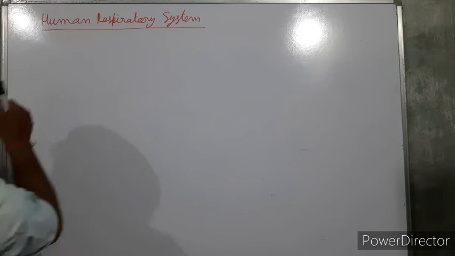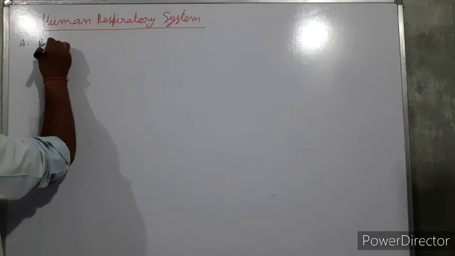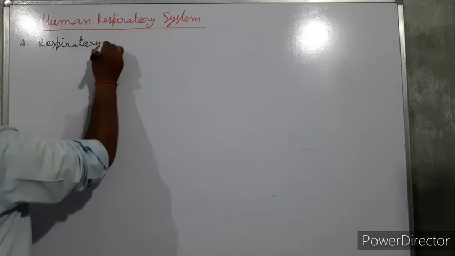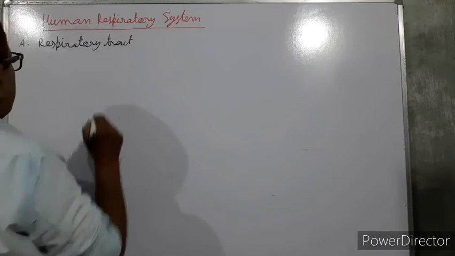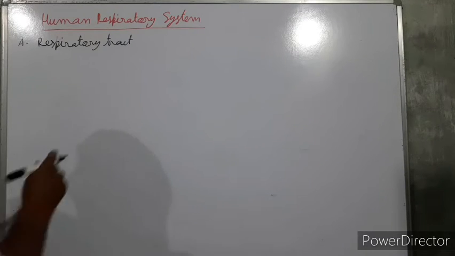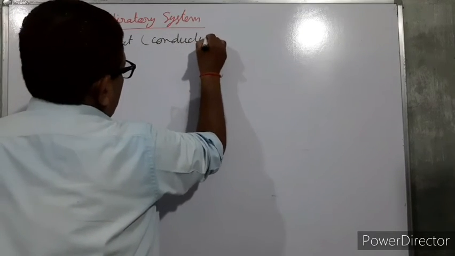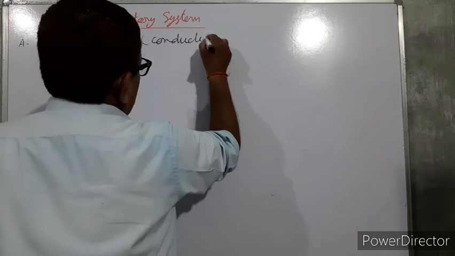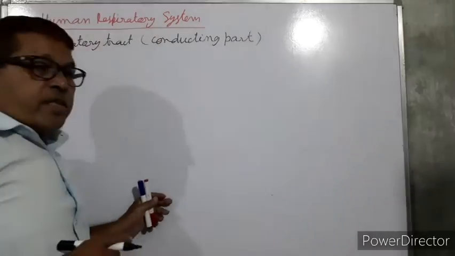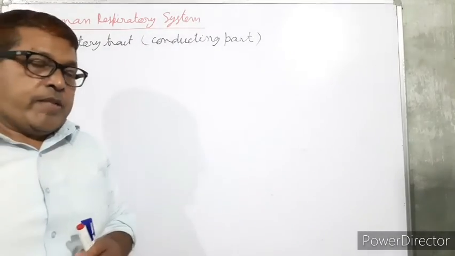One is the respiratory tract, number one, we can write as A. The respiratory tract is also called the conducting part. That includes from the nostril up to bronchioles.